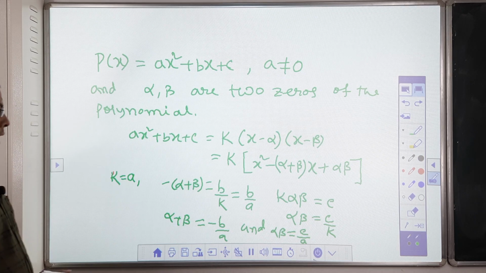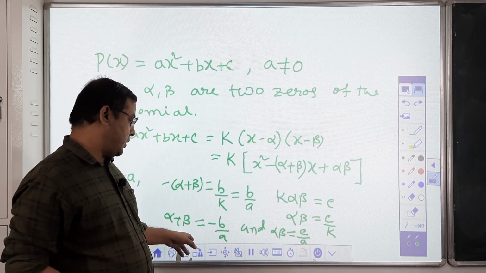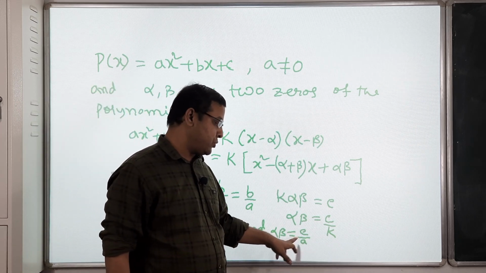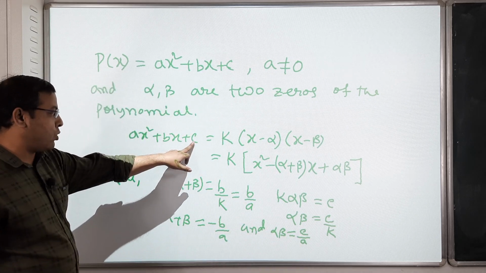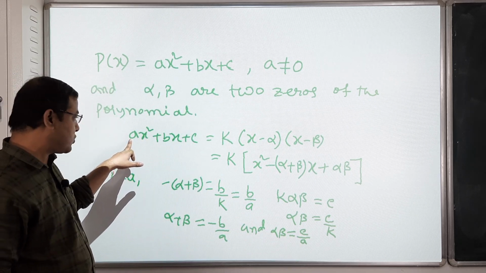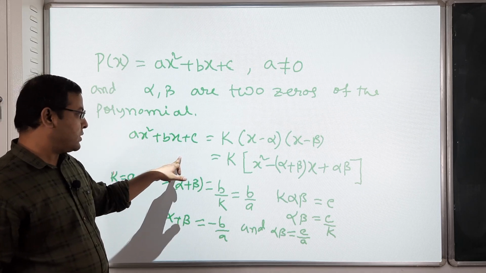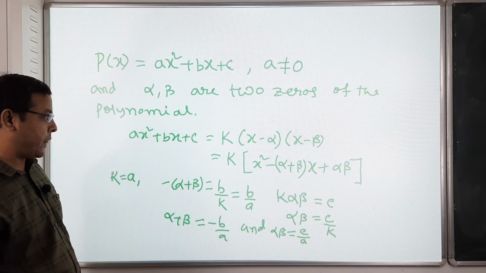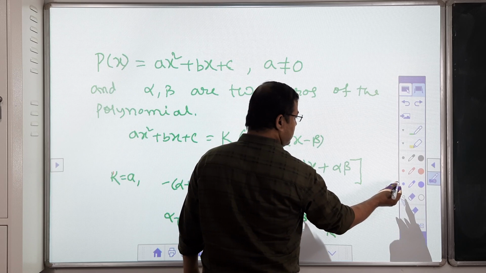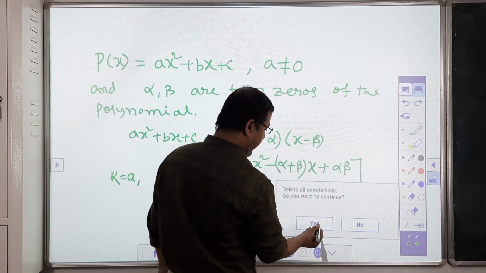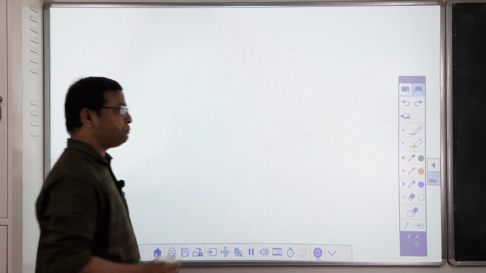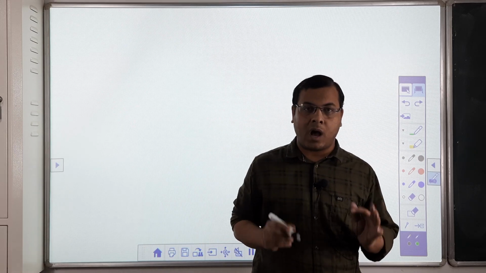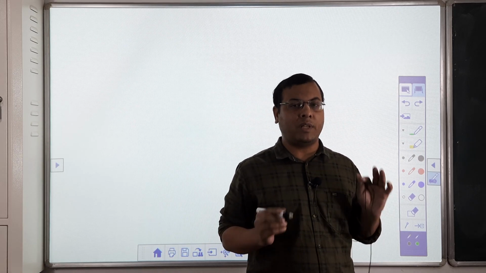So, the sum of the zeros is equal to minus b divided by a and the product of the zeros is equal to c divided by a, where c is the constant term and a is the coefficient of x square. So you have to find a quadratic polynomial when the sum of the zeros and the product of the zeros are given.